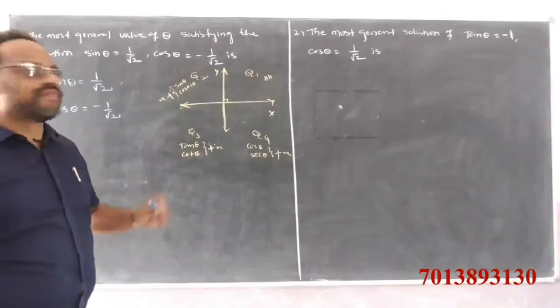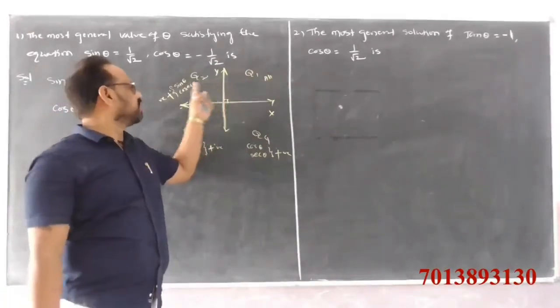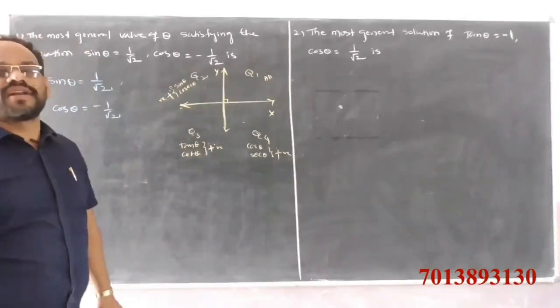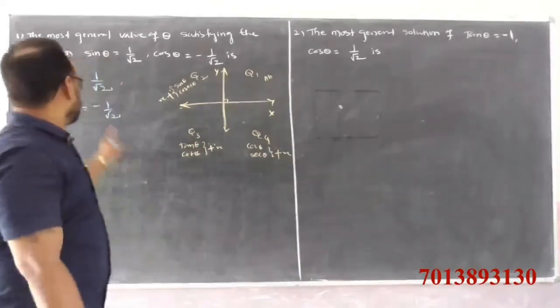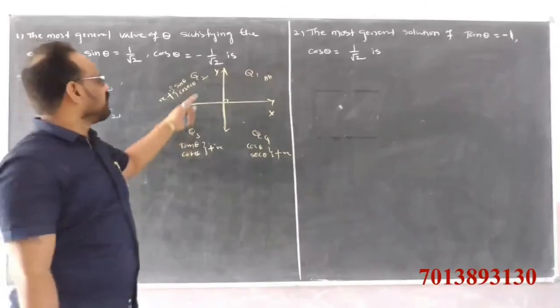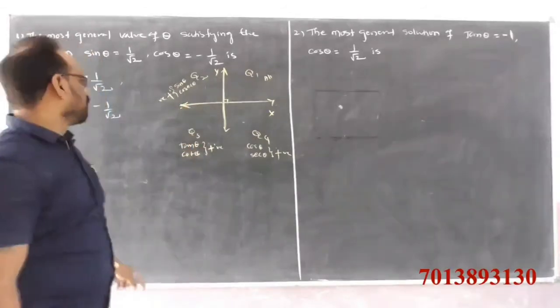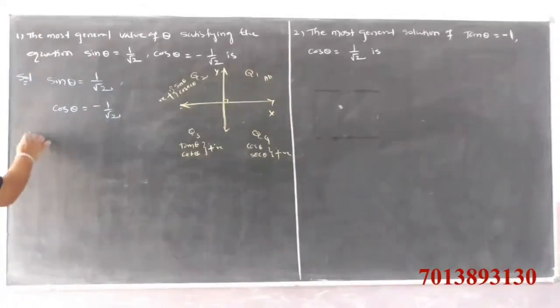Sin theta is positive if and only if it is Q1 or Q2. In quadrant 1 and quadrant 2, sin theta is positive. Cos theta is negative if and only if it is the second quadrant or third quadrant. What is the common solution for theta here?